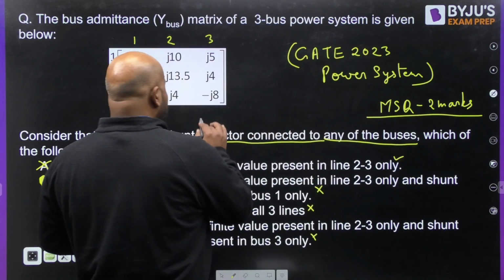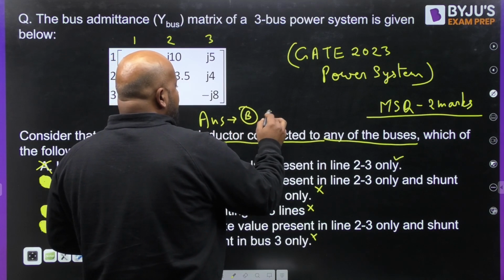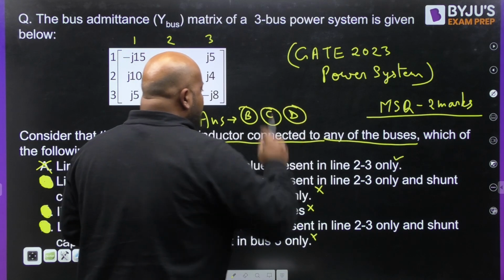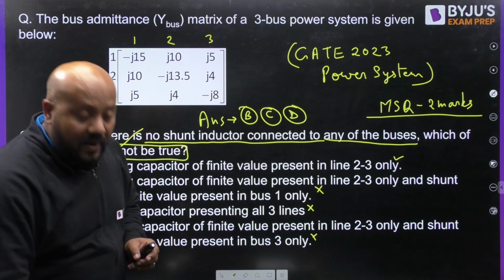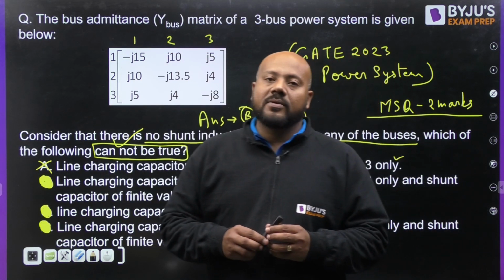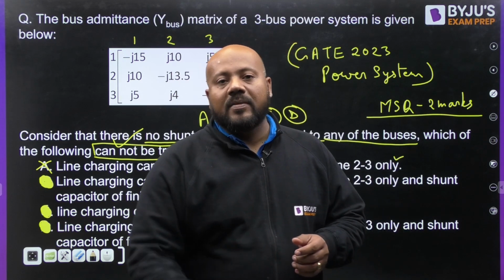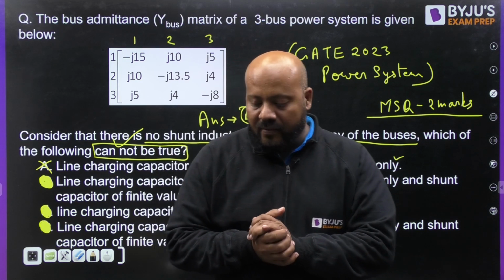The answer should be, for this question, if you mark B, C, D as your final answer, then only you will be getting the marks for this question. So I hope you got the clarity how you are going to form the Y bus when line charging capacitances are present, and this type of question now I think you can effectively handle.